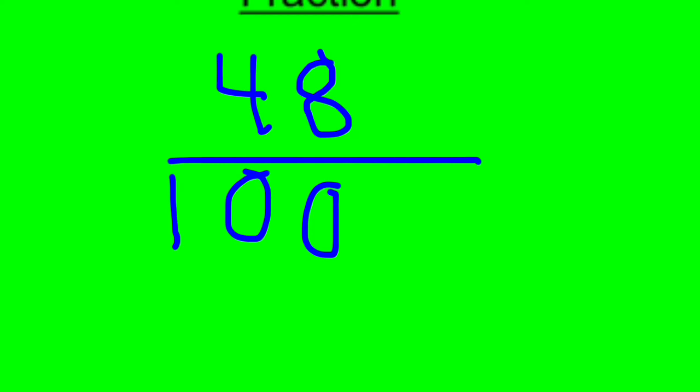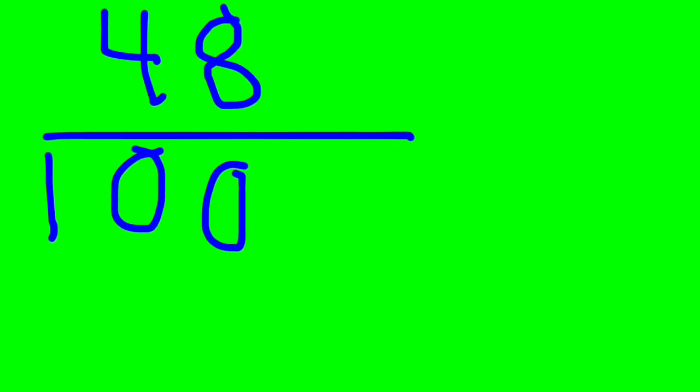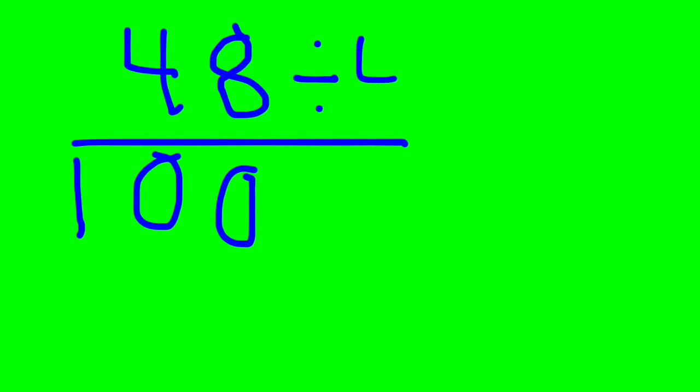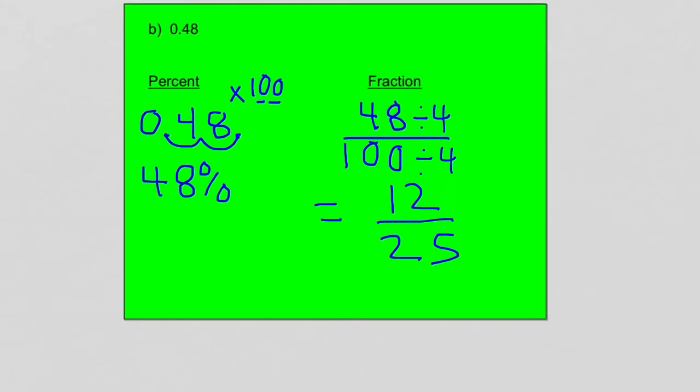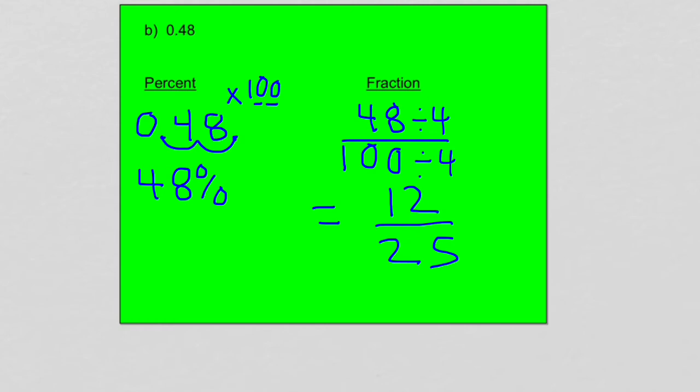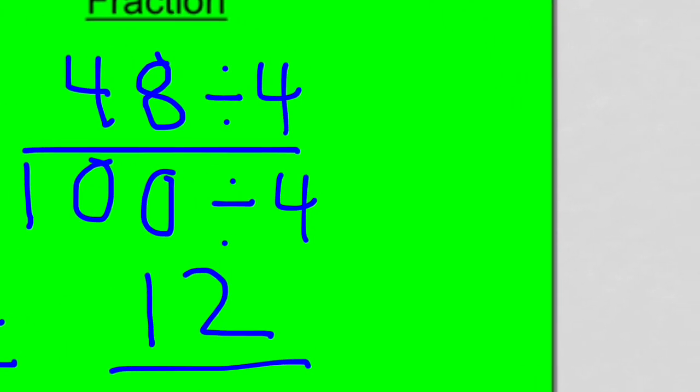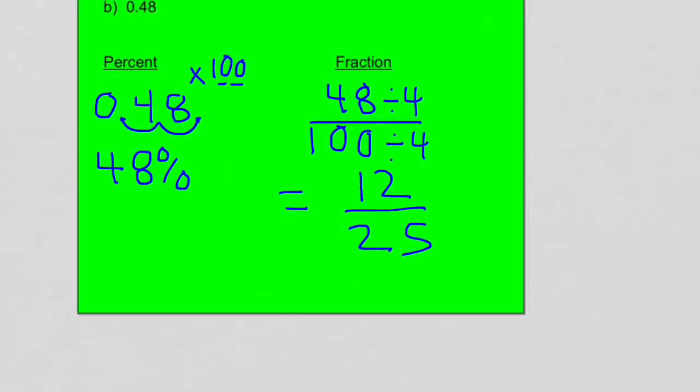Now, reducing to lowest terms, I want to find the largest number I can that will divide into 48 and 100. Now, if I can't find the largest number, any number will do. So some kids might go, okay, I know that I can divide 48 by 4 and 100 by 4. And the factor sheet I gave them today will help them with that. What do I multiply by 4 to get 48? Well, 12. What do I multiply by 4 to get 100? 25. So that fraction in lowest terms is 12 over 25. Now I also could have divided by 2 twice here, if that would have been easier, and I still would have gotten 12 over 25.